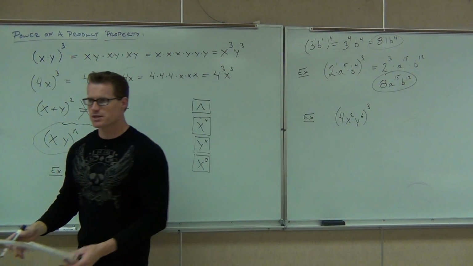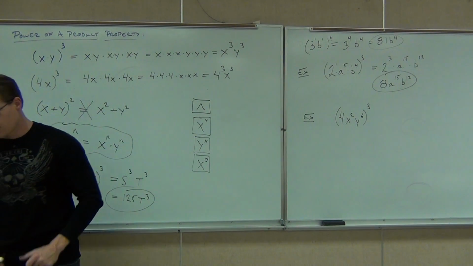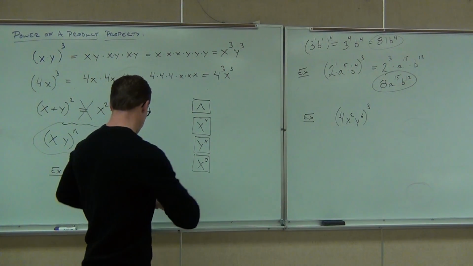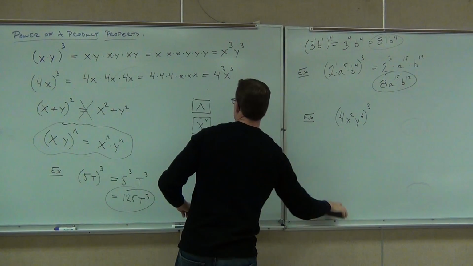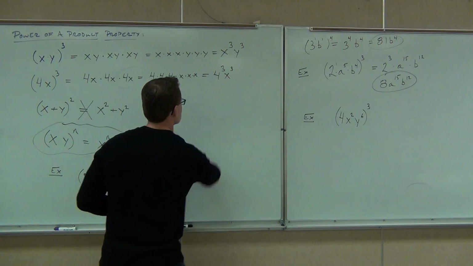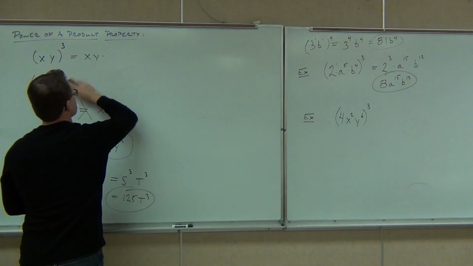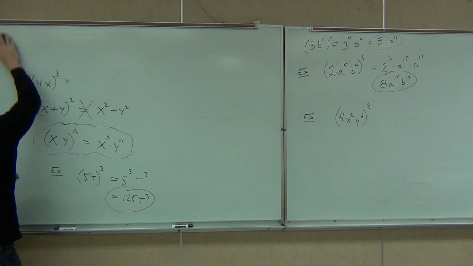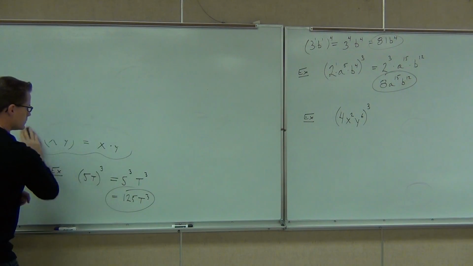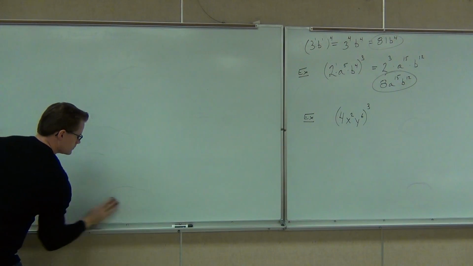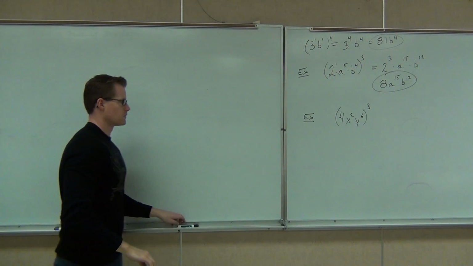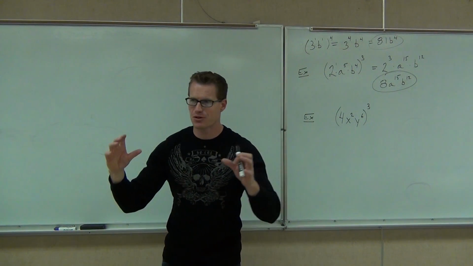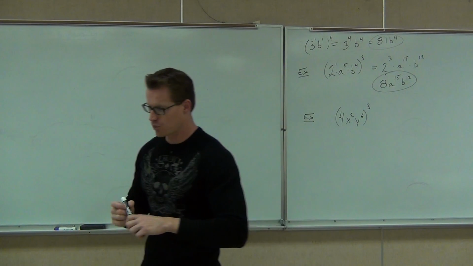4x squared y to the 6th, all raised to the third power. Now in the next example, we're going to tie everything in this section together with just one example.